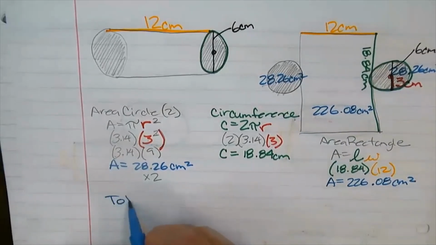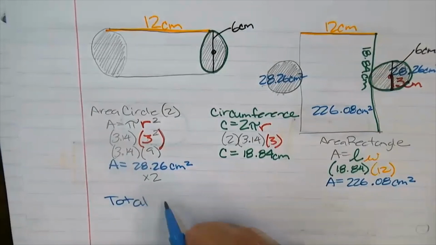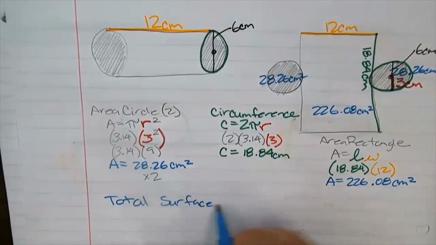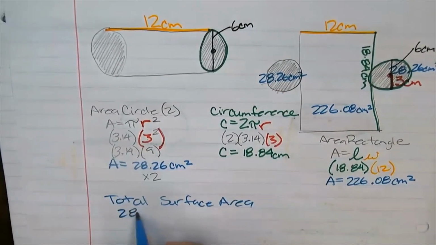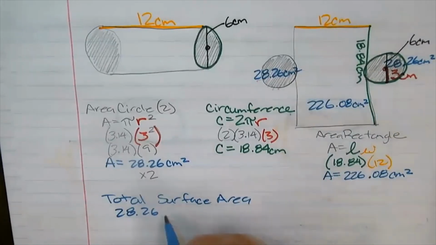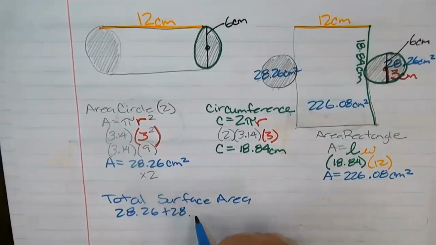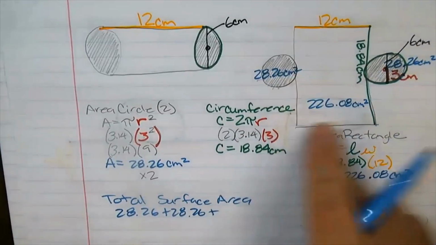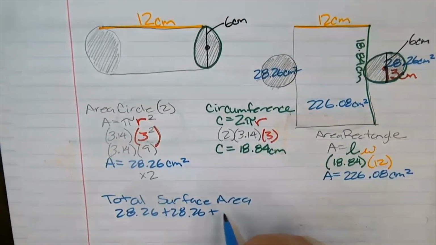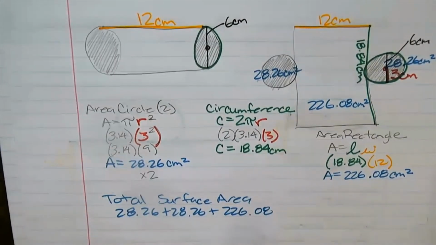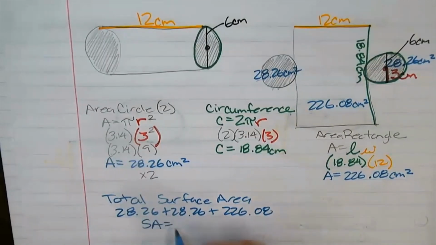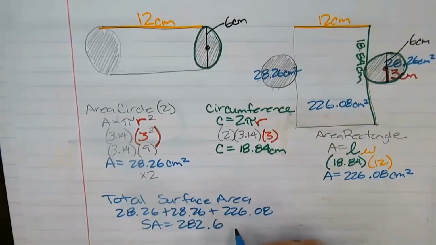Now to find the total surface area. The total surface area is my base plus my second base plus the lateral surface. And when I put this into the calculator, I find that my total surface area is 282.6 centimeters squared.